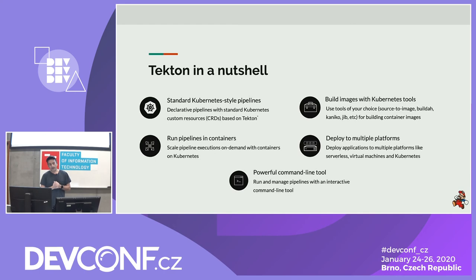To build images, Tekton doesn't have the ambition to provide all the tools and be a huge mastodon. It leverages other building tools, like source-to-image, Buildah, Kaniko, and Jib, which is for Java applications.